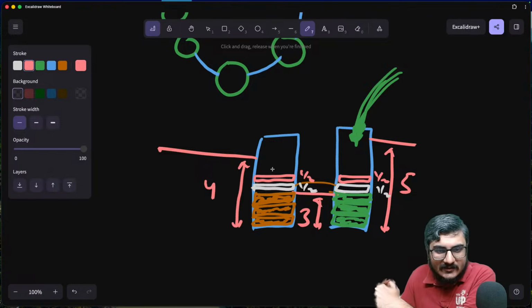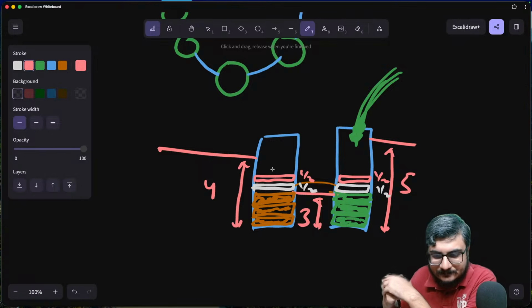Any questions on how the water gets filled between these two wells? Any questions, anyone here? This is how, with two wells connected at height 3, the water will be filled among them, right?